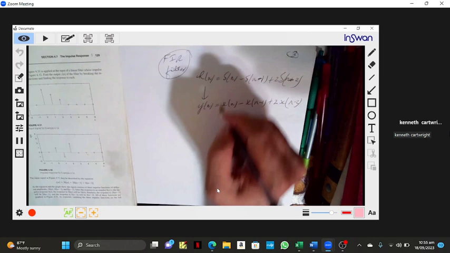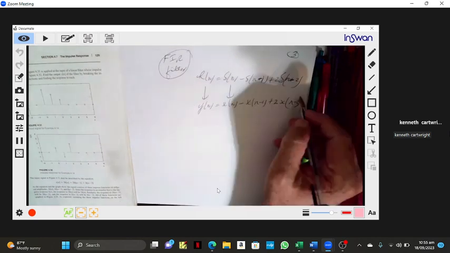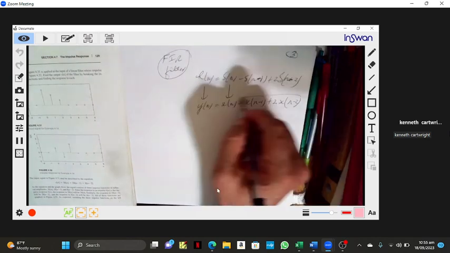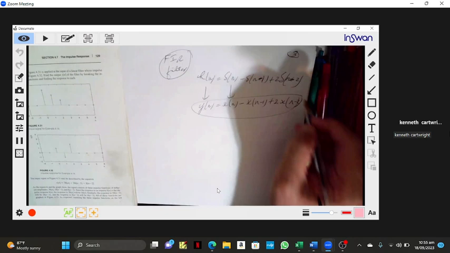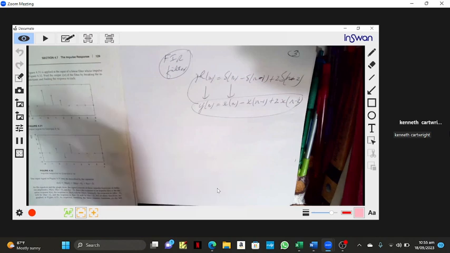And this goes both ways. If I gave you this difference equation, you could easily come up with the impulse response. I hope you let that sink in now.